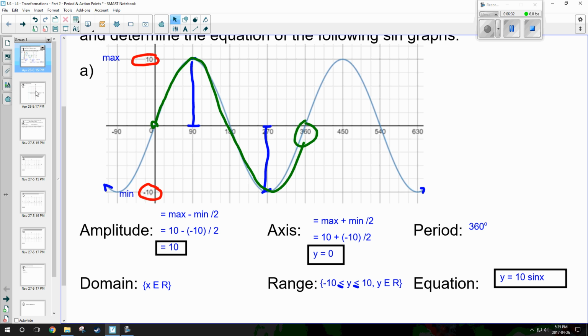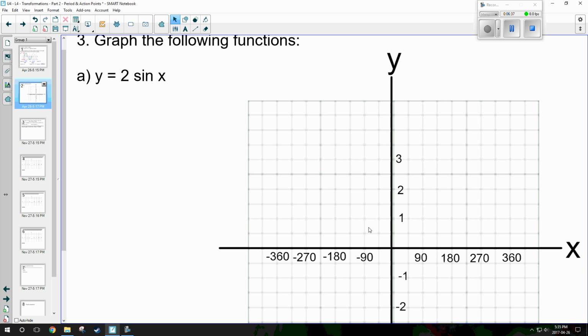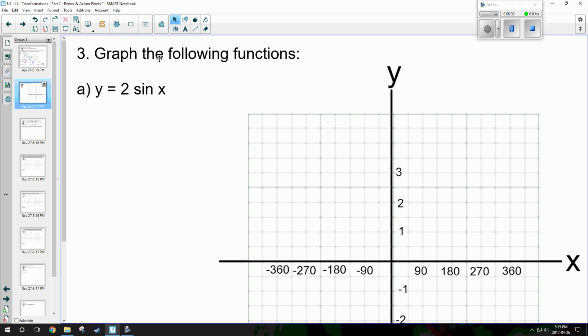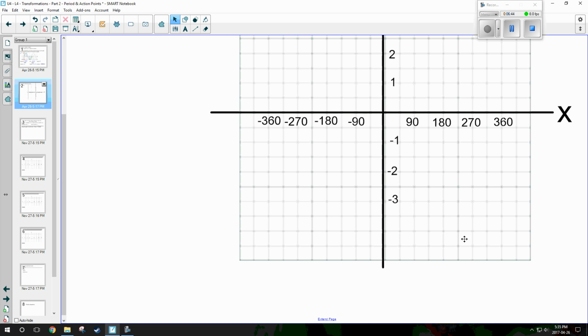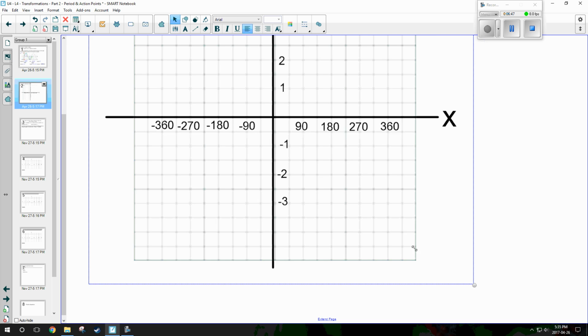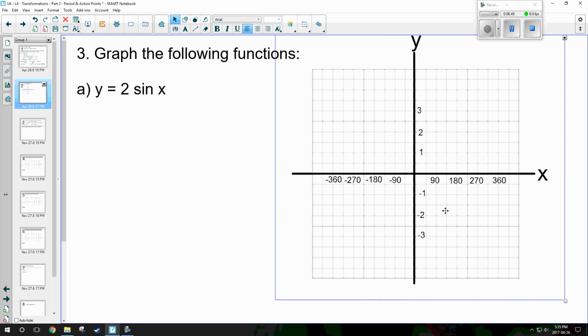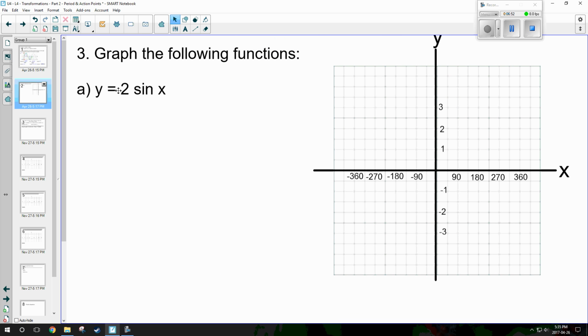Let's take a look at the second example. The second example I'm going to look at is where you had to graph the following functions, and I'm just going to do A here. Let's make this a little bit smaller. So A was graphing y equals 2 sine x. So remember this value that sits in front of sine x tells us what our amplitude is. In this case, our amplitude is 2.